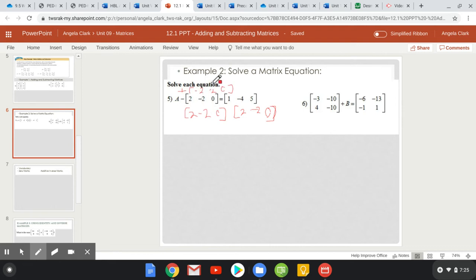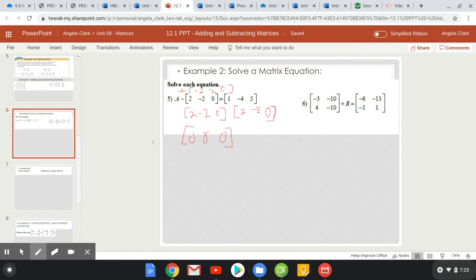So if I add these together, I'm going to get the 0 matrix, right? I have negative 2 plus 2 is 0, 2 plus negative 2 is 0, 0 plus 0 is 0. You don't have to do this each time. You can know that if I'm subtracting a matrix and I add the same matrix, I'm going to get the 0 matrix. You don't have to go through this process. I'm just showing you that this is what happens.